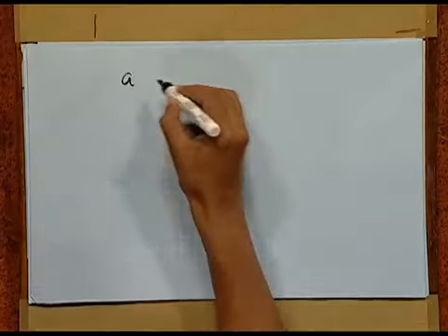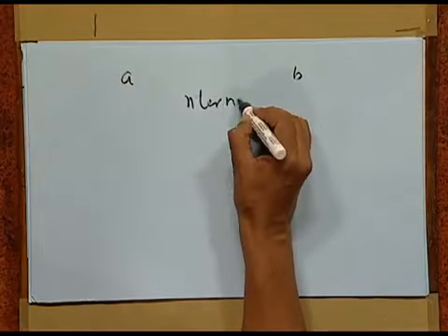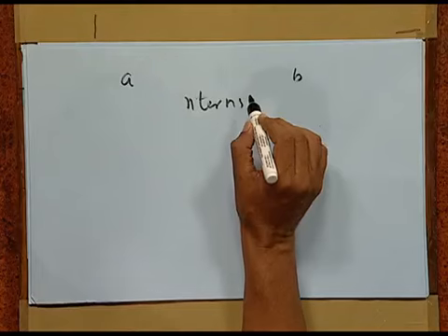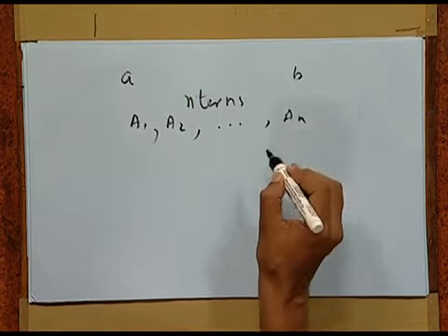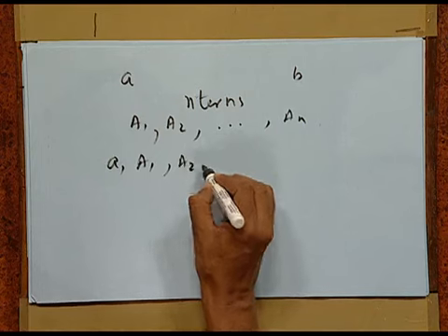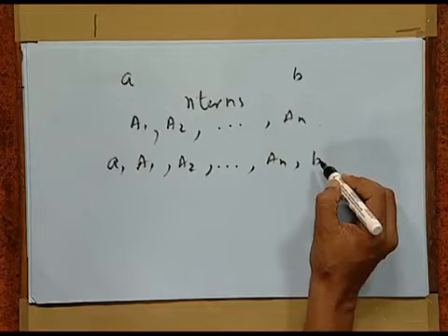We have two terms A and B, and we have to insert n terms so that the entire sequence becomes AP. Suppose they are A1, A2 up to AN. Now, as a result, the sequence of n plus 2 terms A, A1, A2, and so on up to AN, and then B makes n plus 2 terms, and this must be in AP.